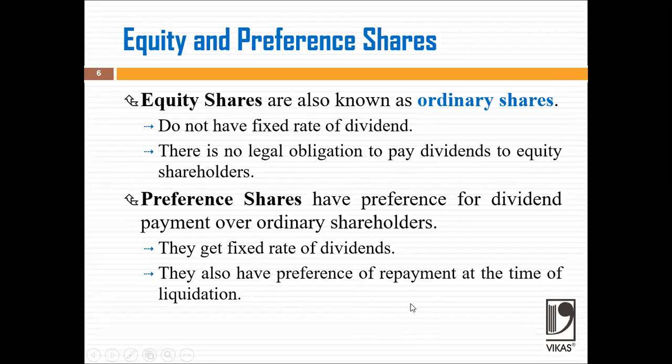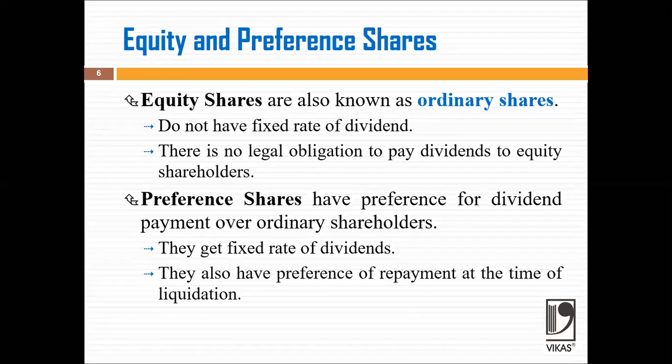So assume that among you there are two different types of shareholders. The first group, equity shareholders, the second group, preference shareholders, right? If you are in the first group, you have invested in equity shares, so you do not get a fixed rate of dividend over the period of time. And also at the time of liquidation, meaning resolution, right?